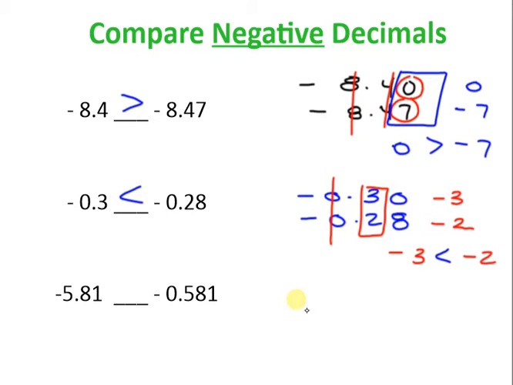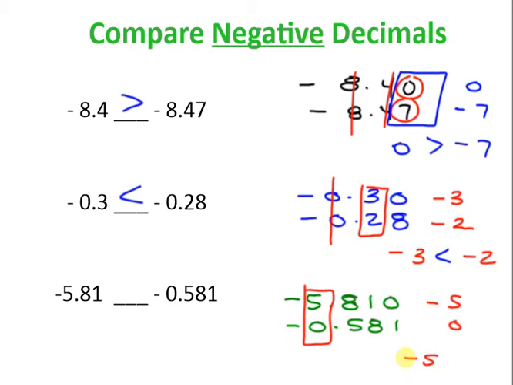Okay, let's try this one here, negative 5.81 and then negative 0.581, and we need to add a 0 as a placeholder. So right off the bat we have a difference right here. All right, we have a negative 5 and we have a 0, because remember 0 can't really be negative. So if you had a negative 5 and you had a 0, what would be your sign? And it would be the less than sign, which is the correct sign right there. Okay.